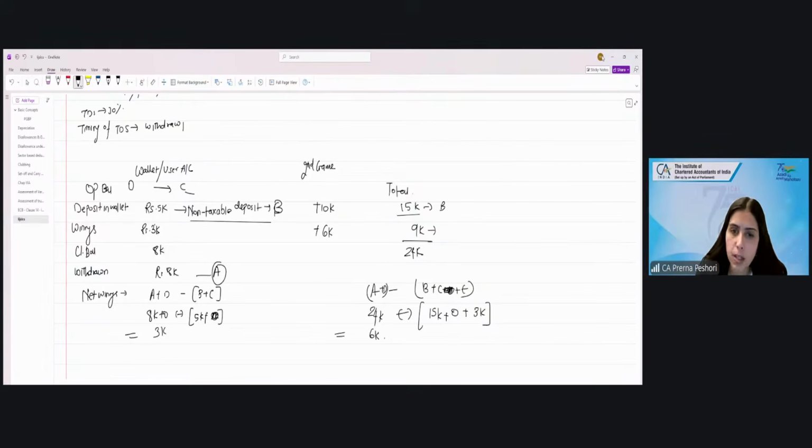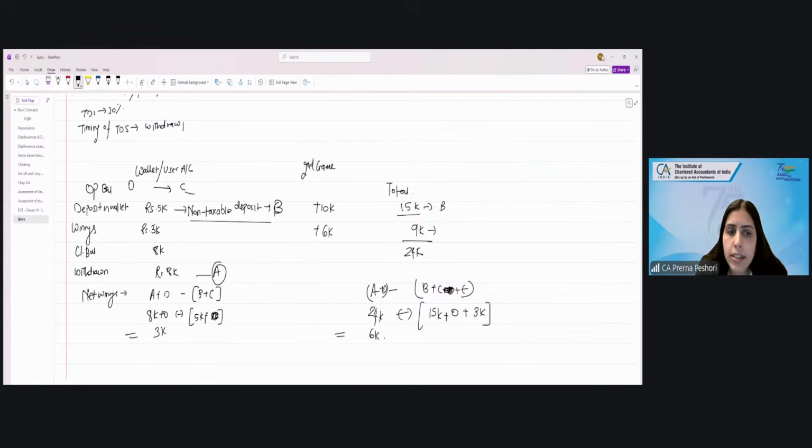And when you do the subsequent withdrawal, again you do A minus B plus C plus E, where E will become the net winnings which have been already taxed under 1194BA earlier during the financial year at the first withdrawal. Are we getting it? So that there is no double taxation.